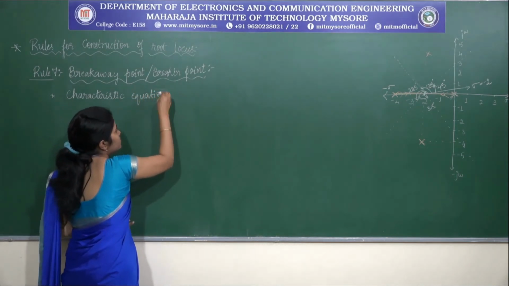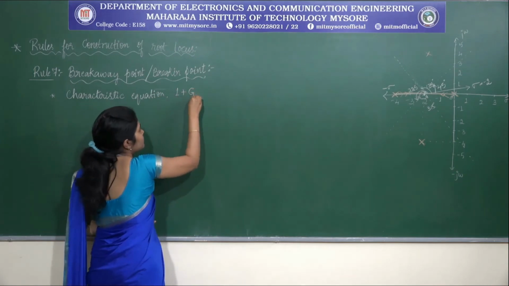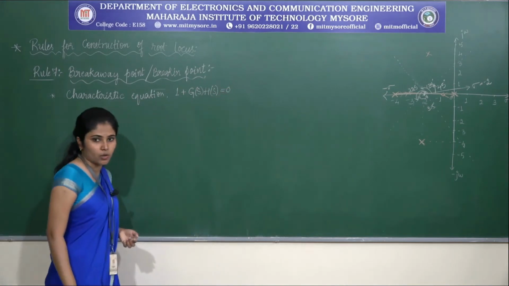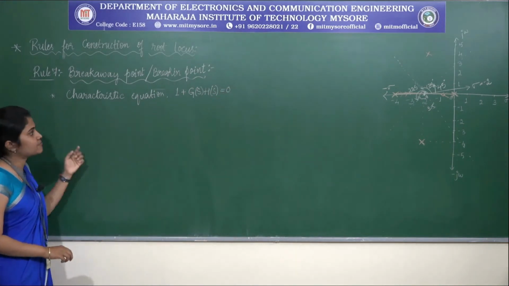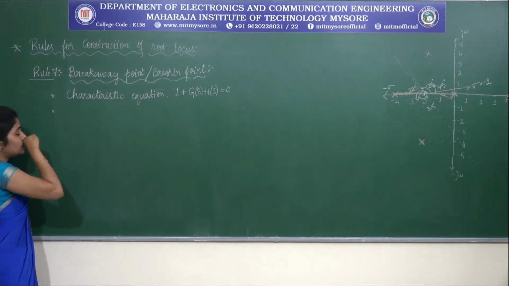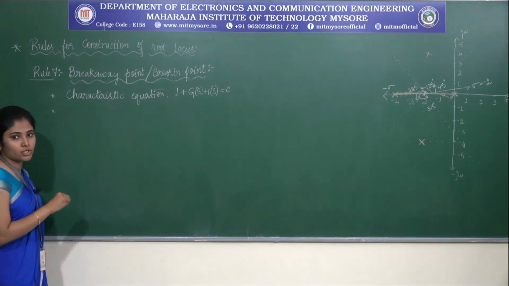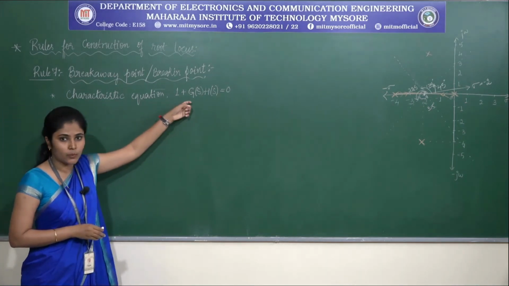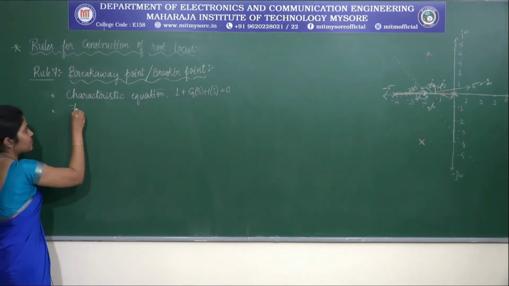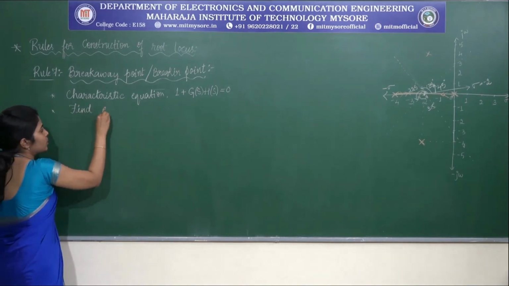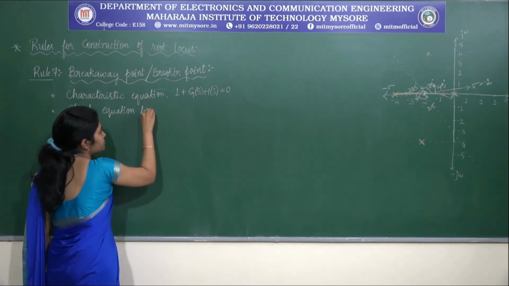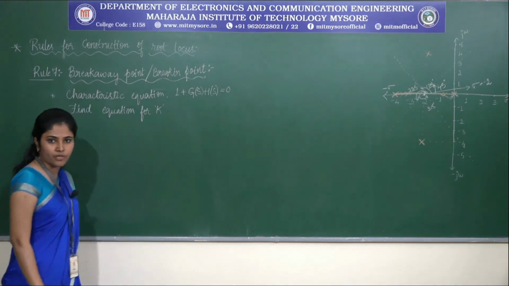So we all know the characteristic equation is given by 1 plus g of s into h of s, which is equal to 0. Okay. So this is the first step, that is finding the characteristic equation from the given transfer function. The second step is to find the equation for k in terms of s from this characteristic equation. Clear?